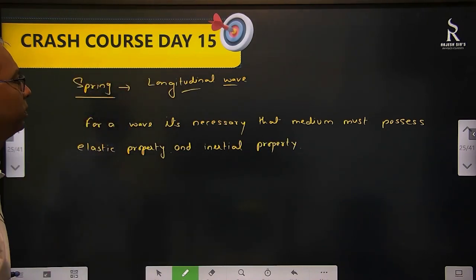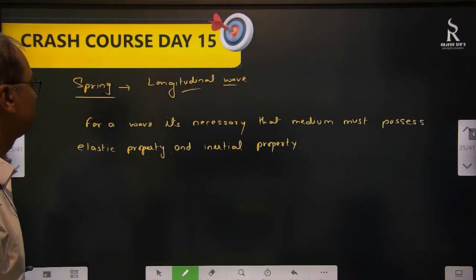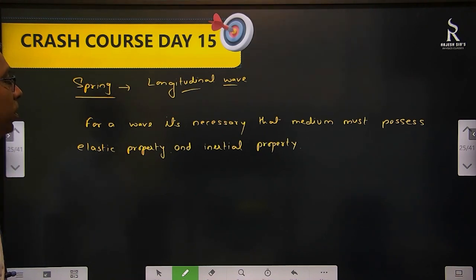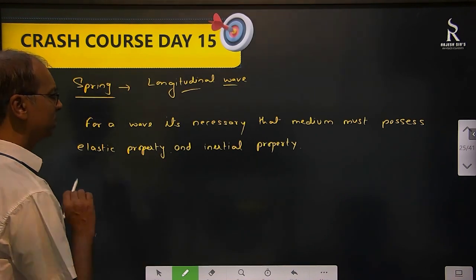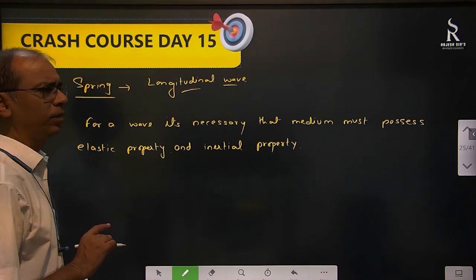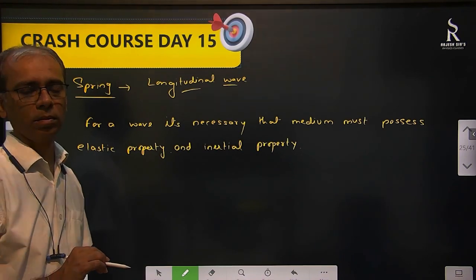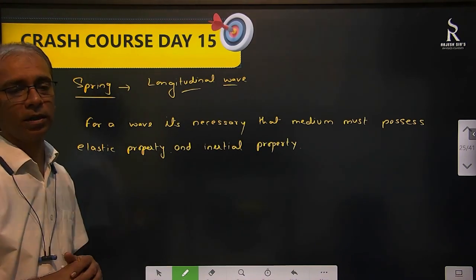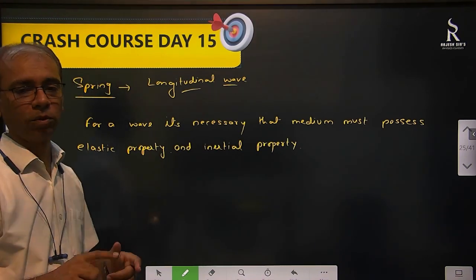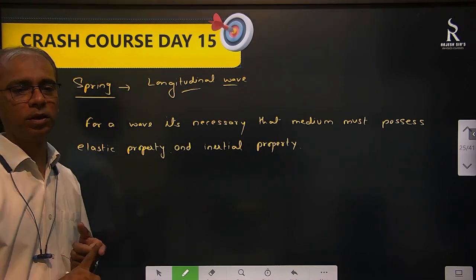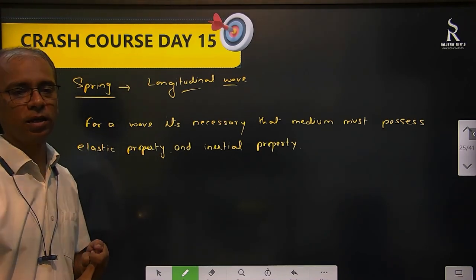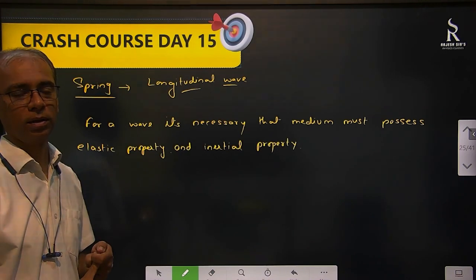Okay. For a wave, it's necessary that the medium must possess elastic property and inertial property. Understandable. Then, elastic property: which type of elasticity is required? Because we have seen three types of elastic modulus. Young's modulus is there, bulk modulus is there, shear modulus is there. Which one is required?